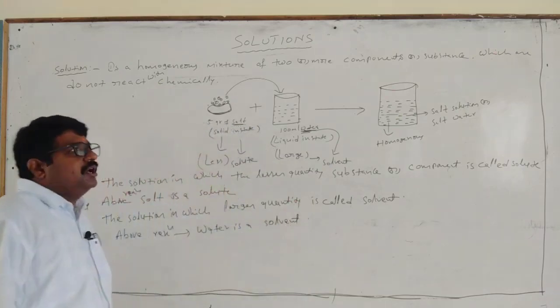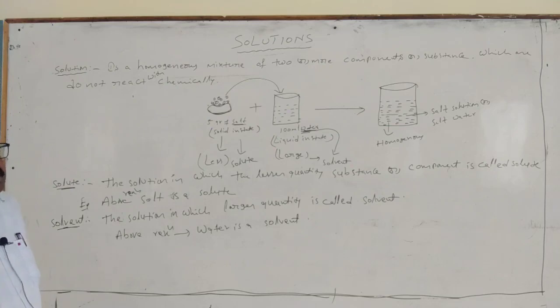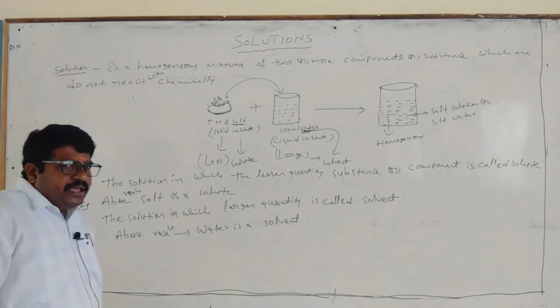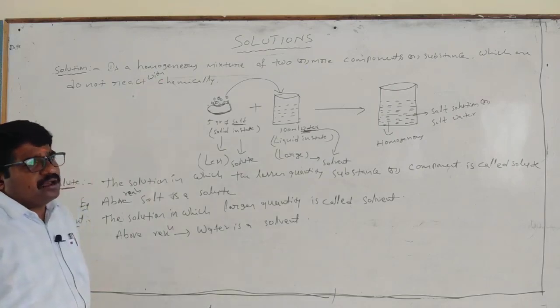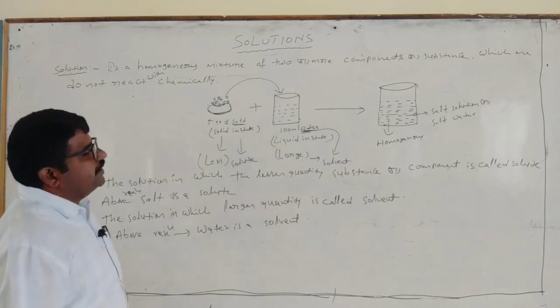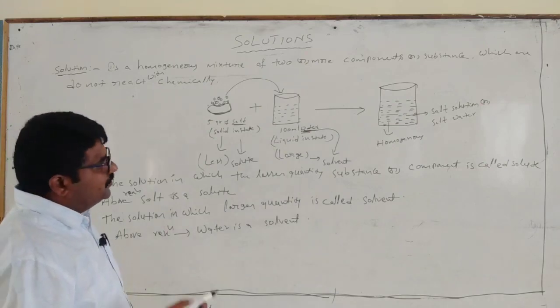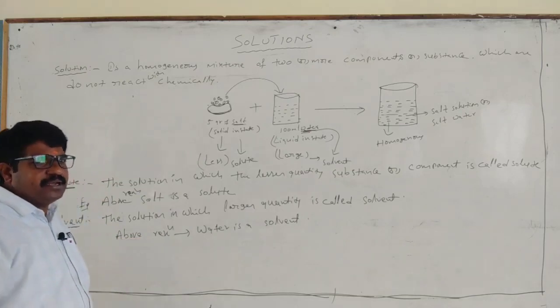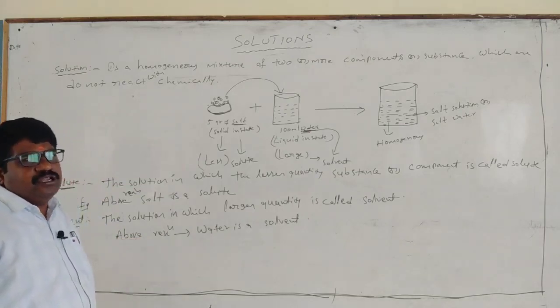Water is a solvent. So this is the definition for solution. What is solute? What is solvent? So what is the definition for solution? Solution is a homogeneous mixture of two or more components, in which the substances do not react chemically, but physical changes take place. So later I will explain that, the characteristics of solutions.